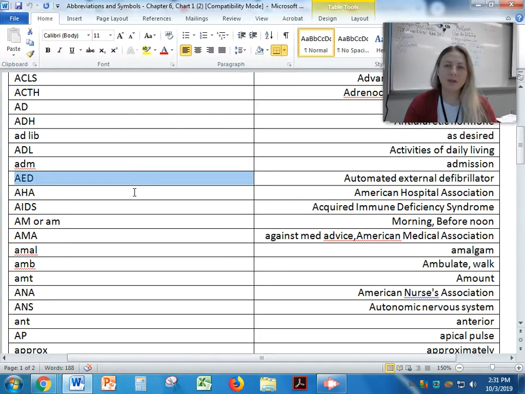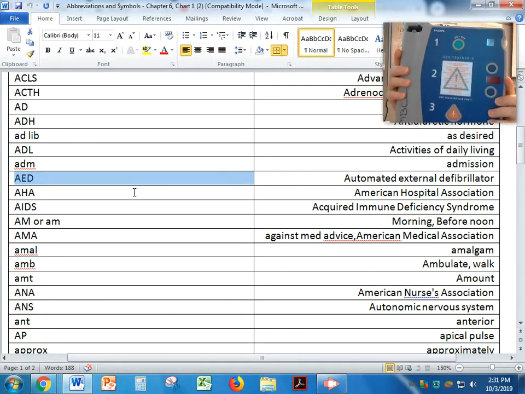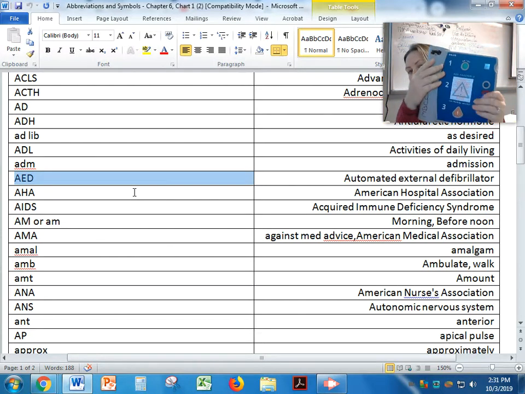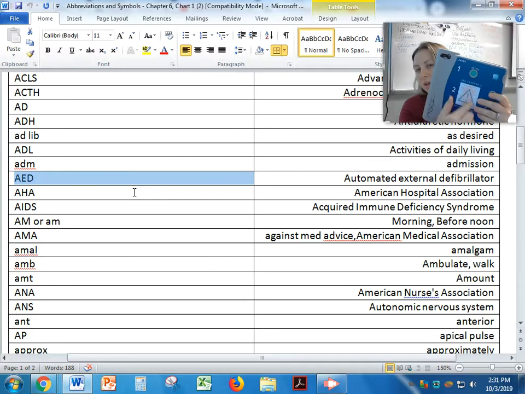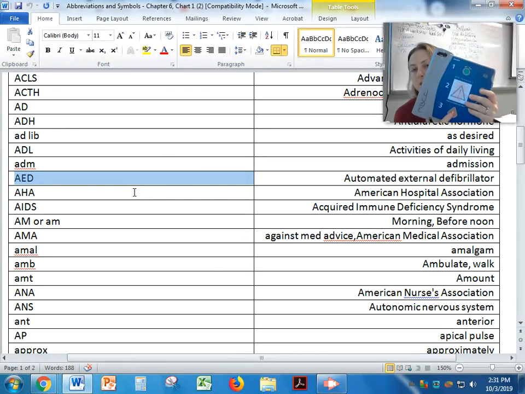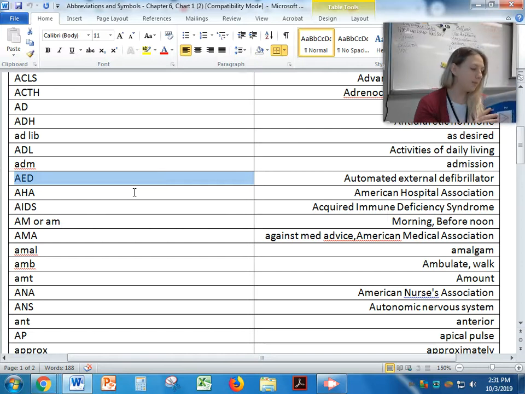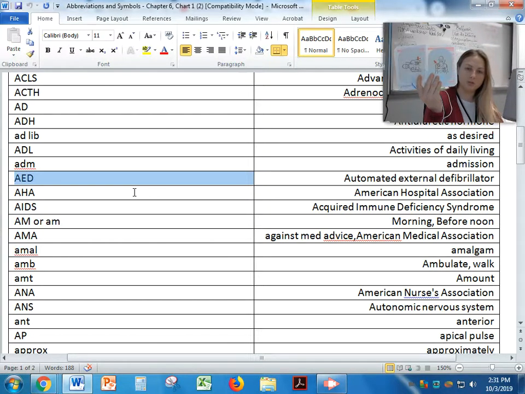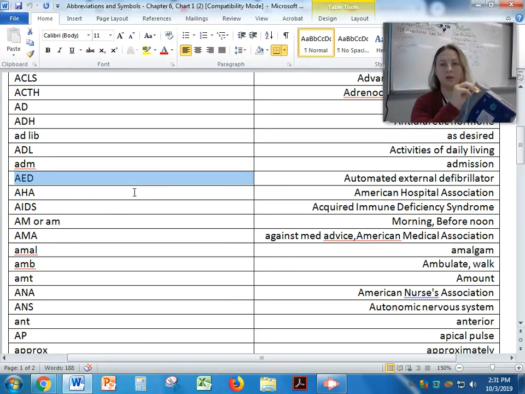AED. This is an automated external defibrillator. So I went ahead and pulled one of my AEDs that we'll use. A couple of things. Every AED is only going to have 2 real buttons on it that you'll use: the power button, and then the charge button, which is to give them a shock. And there's only one port, which you connect defibrillator pads to. So this is an AED, an automated external defibrillator.